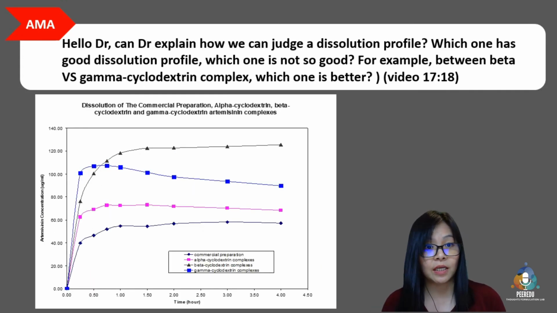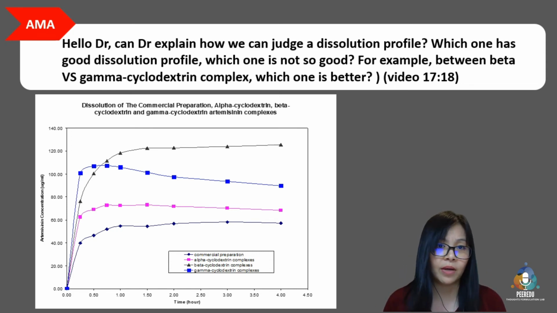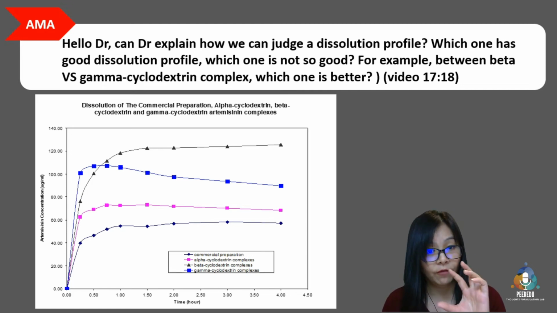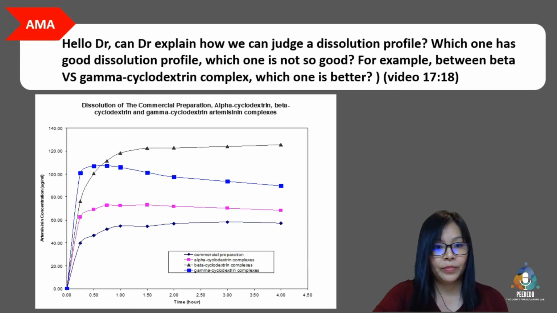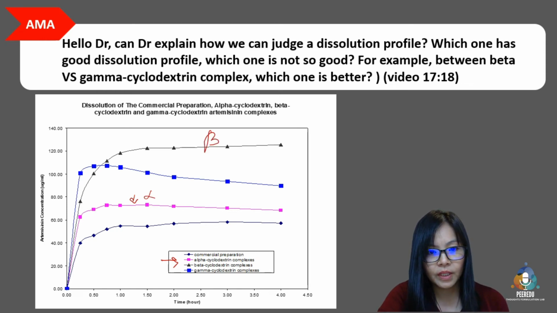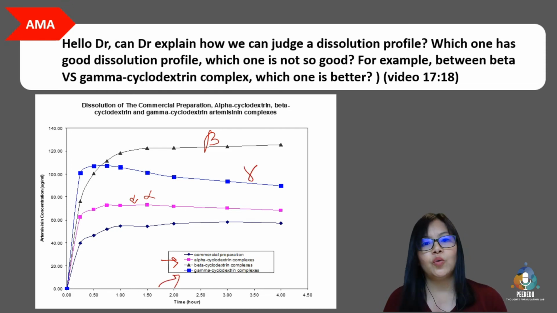So here comes the next question, similar to this cyclodextrin. Hello doctor, can you explain how we can judge a dissolution profile? Which one has a good dissolution profile, which one does not? For example, between the beta and gamma cyclodextrin complex, which one is better? If you look at the dissolution profile here, alpha is the pink color. This one is alpha, this one is beta, and gamma is this one. So between gamma and beta, which one is better?